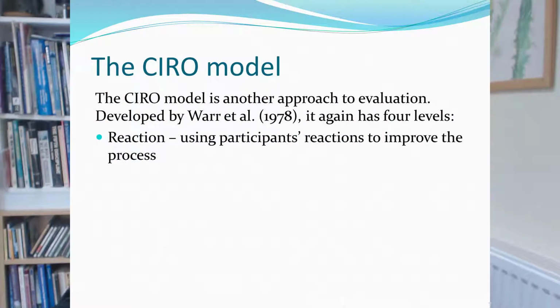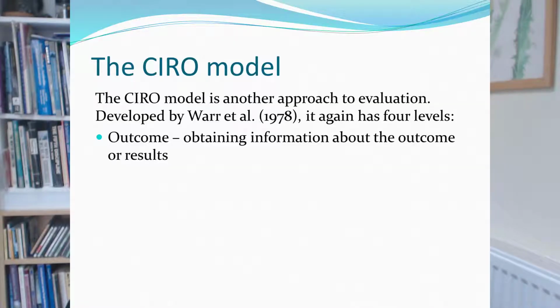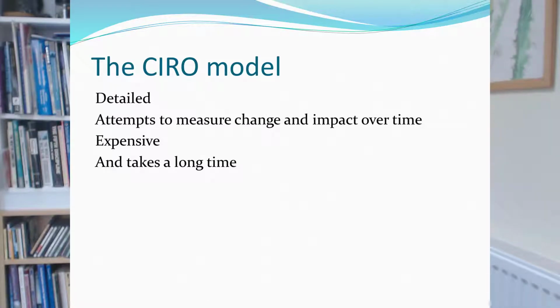The R of the CIRO model is reaction, so this is the happy sheet as well, if you like. And then we have the outcomes, which is looking for the results. And again, rather like the Kirkpatrick model, this may need to happen over a period of time. So the advantages of the CIRO model are that it's detailed and it attempts to measure change and impact over time, rather like the Kirkpatrick model does. But like the Kirkpatrick model, it's expensive and it can take a long time to do. And again, people can run out of steam.